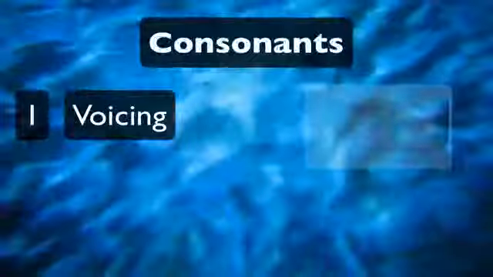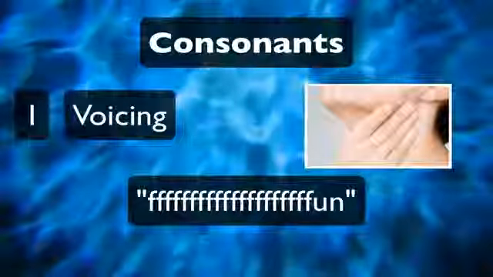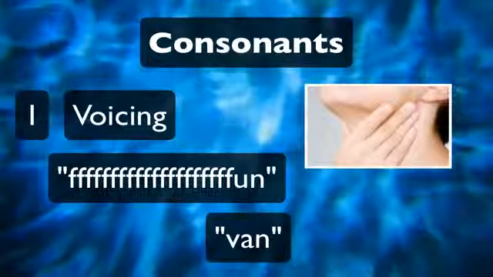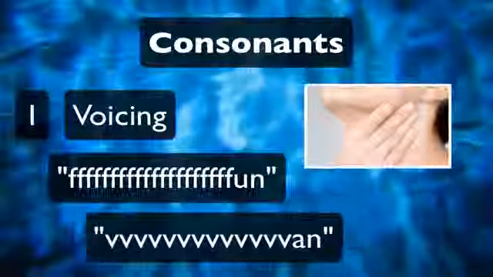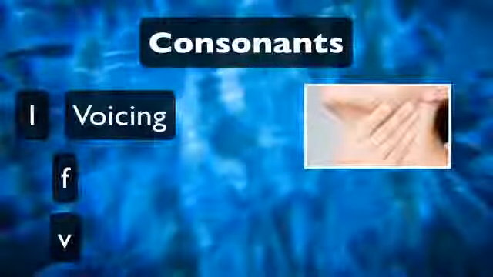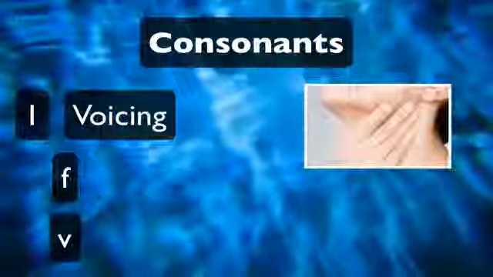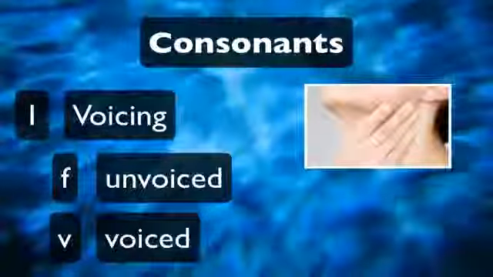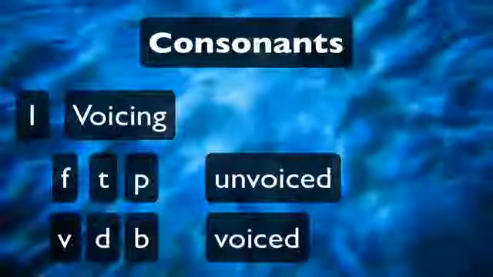Put your hand on your throat and say fun, but stay on the F. Go fun. Do you feel anything at your throat? You shouldn't. If you were to compare that with van, for example, and you stay on the V, your hand should feel a buzzing in your throat. F and V are a pair of consonants that are identical except for that buzzing in your vocal cords. F is known as an unvoiced consonant because your voice isn't active, and V is known as a voiced consonant. Most consonants in English come in voiced-unvoiced pairs like T and D and B and P.